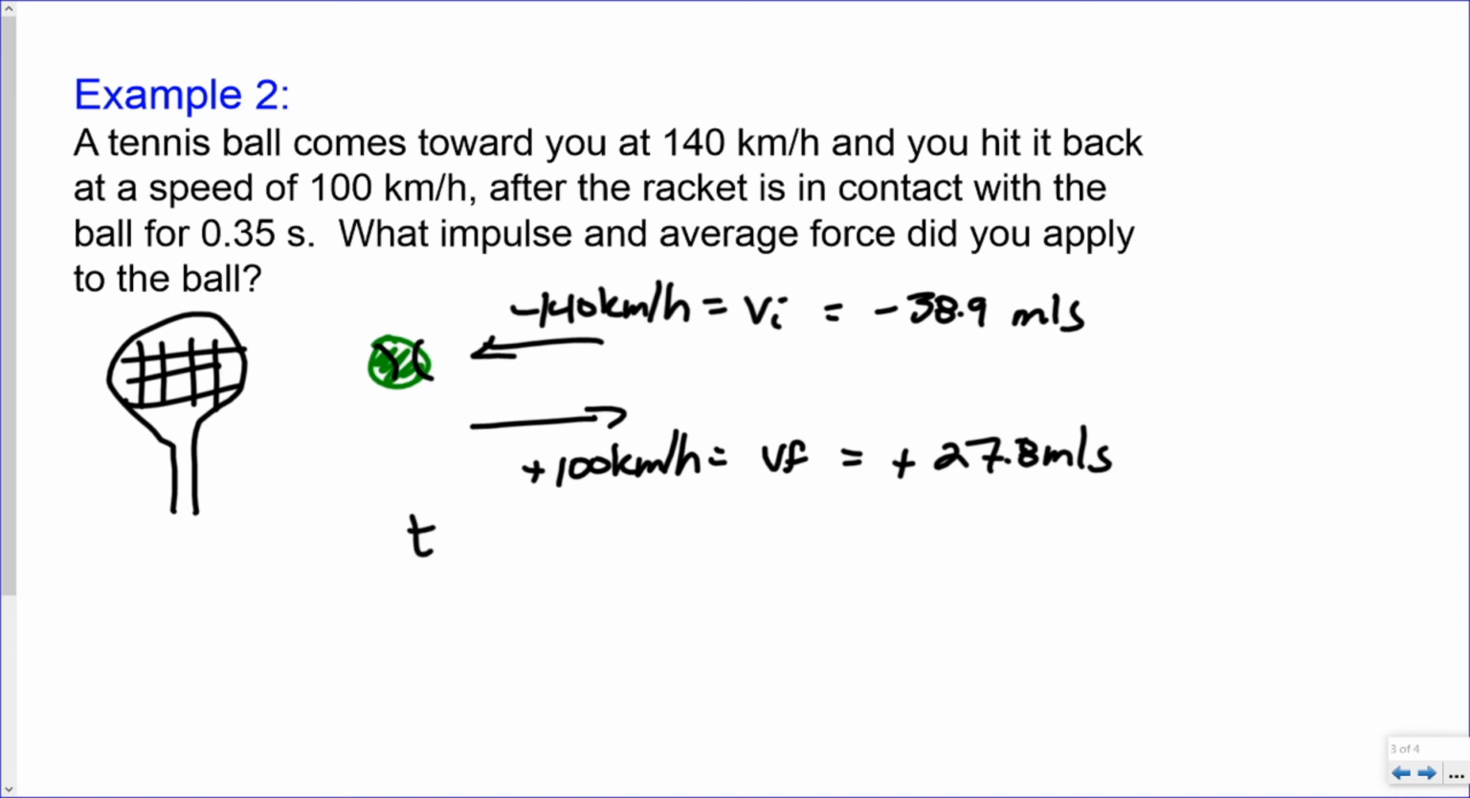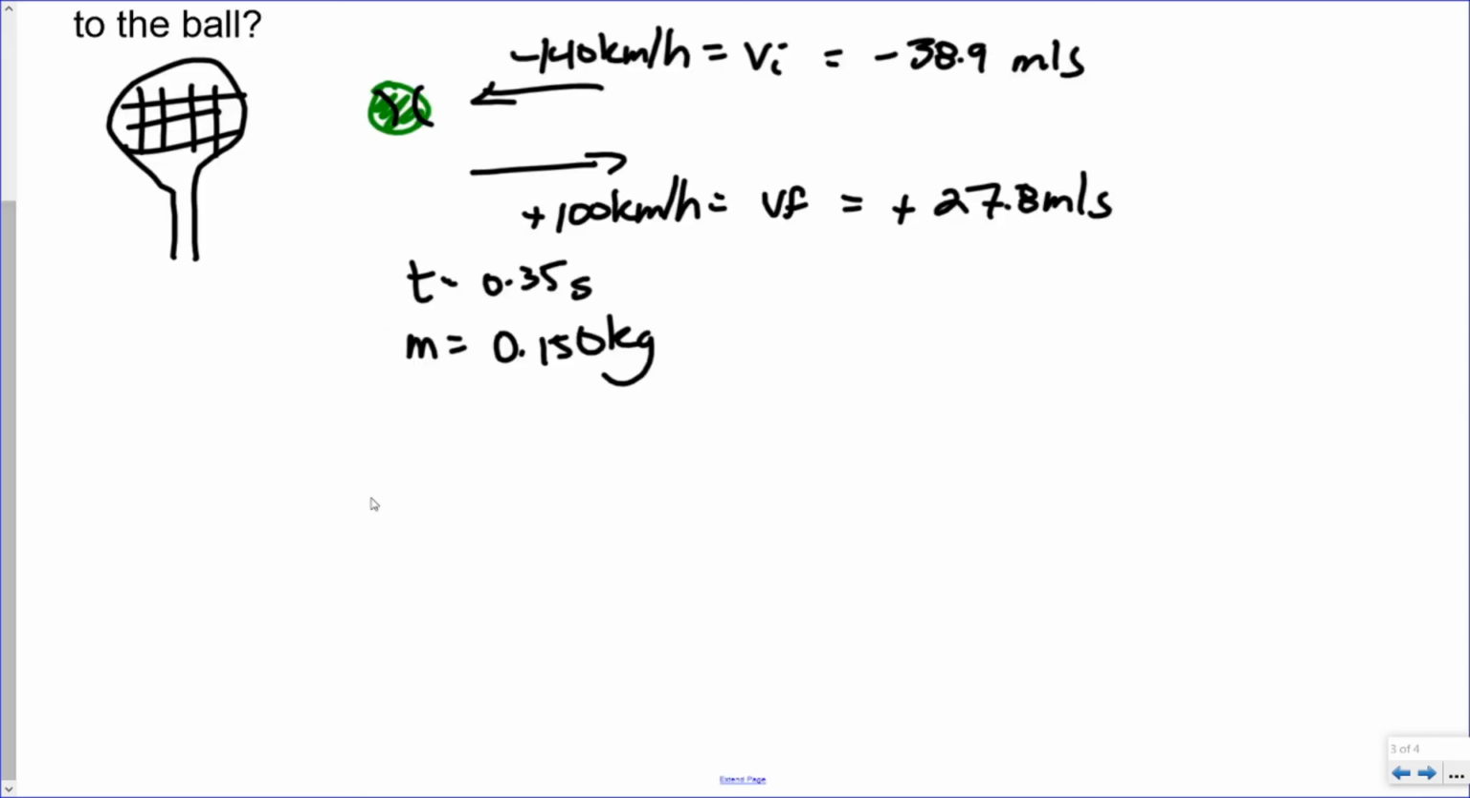What else do we know? We know time is 0.35 seconds. And that's it. That's all we're given. So we're asked for what impulse and average force. So, I guess we have our mass of our tennis ball from the last question, which was what, 0.150 kilograms. That is kind of important, actually. So we're looking to find what impulse and average force.